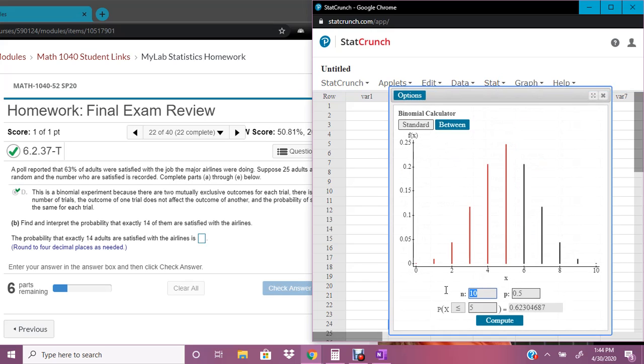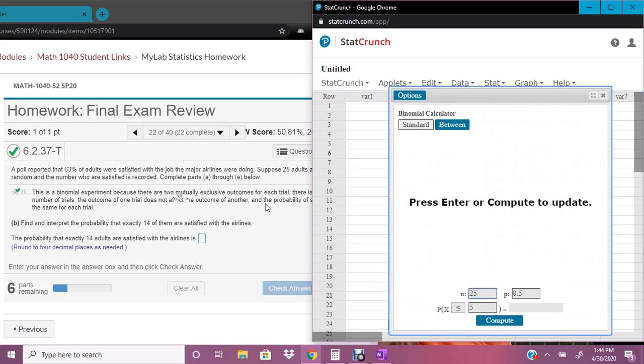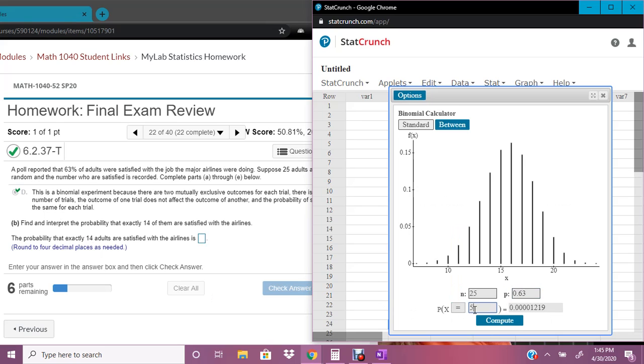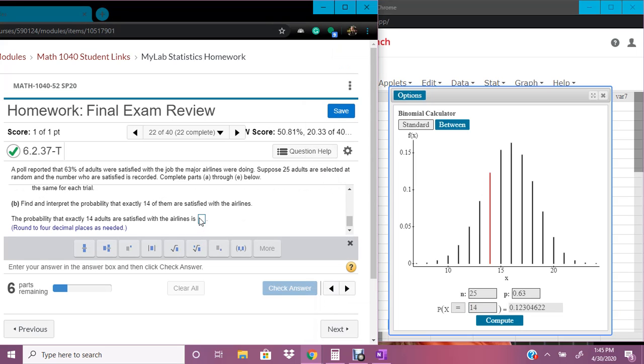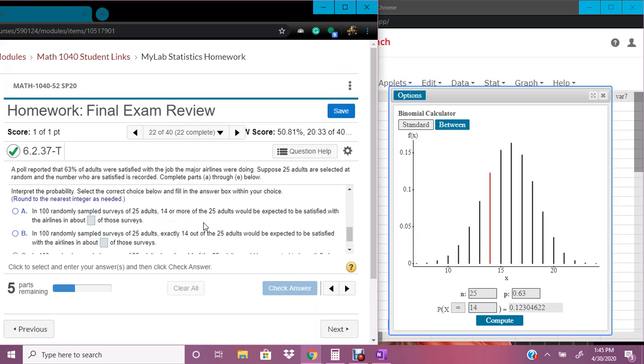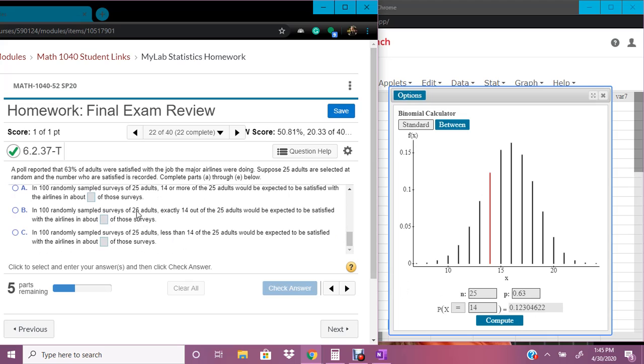Our n is the total number, so in this case, it's 25. Our probability is this percentage, so 0.63. Always put percentages into decimal form when you're in StatCrunch. And then we want exactly 14. So x equals 14, no more and no less. And that is our probability right there. So now we'll just times this by 100. And we want to pick the one that's exactly 14.